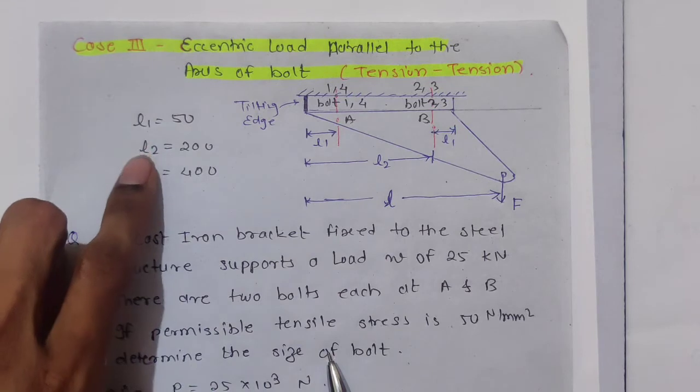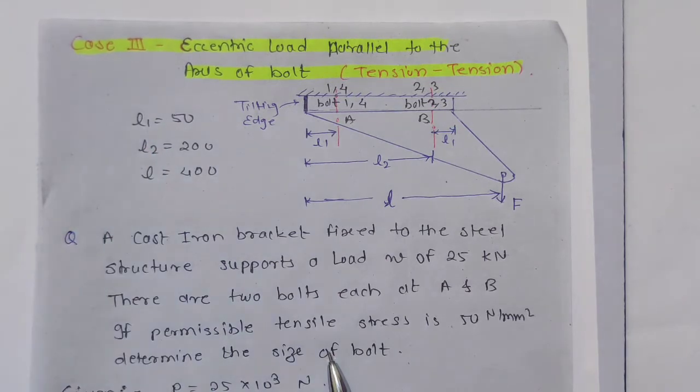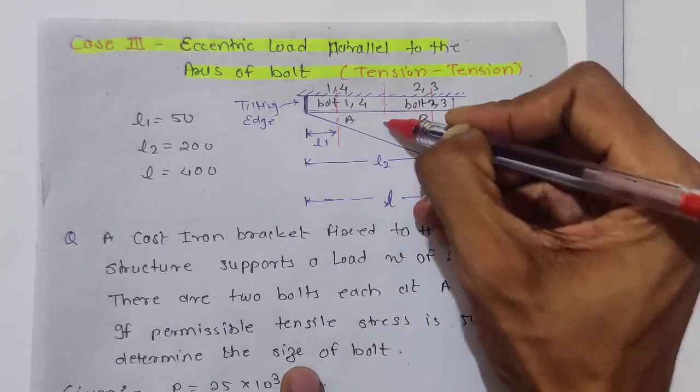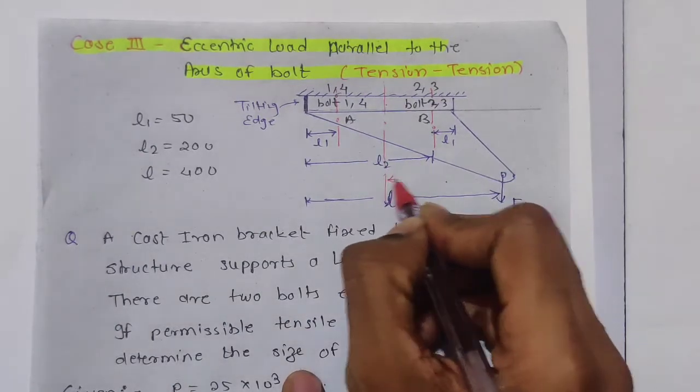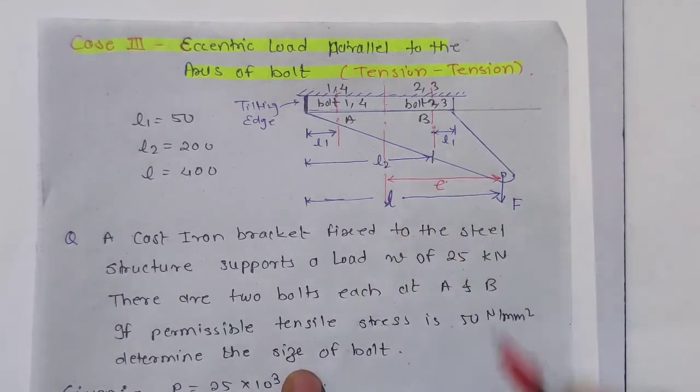What is given? L1 is given, L2 is given. My question is, what is E? What is the eccentricity? See, the eccentricity will be this distance. So this will be the CG and this will be the eccentricity E. Now how to find this eccentricity?